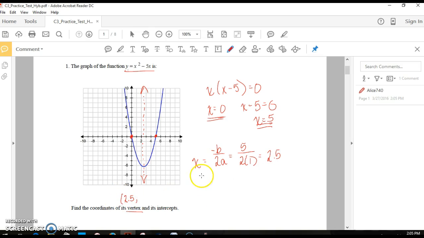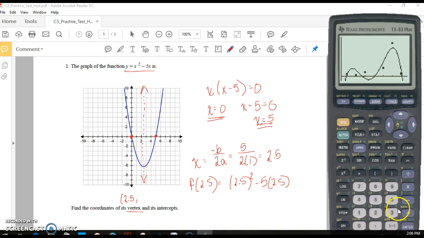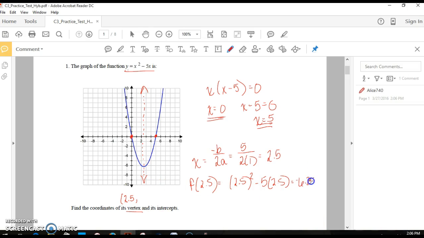for my vertex. Now I'm going to take my 2.5 and plug that in to the expression. So I get 2.5 squared minus 5 times 2.5. And I can use my calculator. 2.5 squared minus 5 times the 2.5 is a negative 6.25. That is going to be the y part of my turning point, and there's my vertex. So that's how you find intercepts and your turning point, given that it's in standard form.